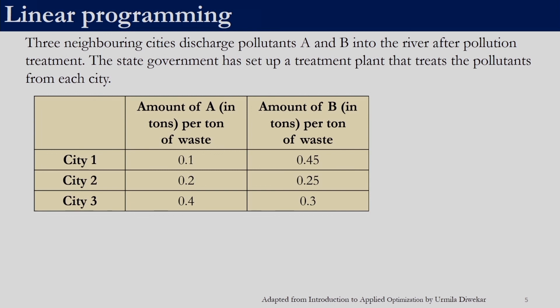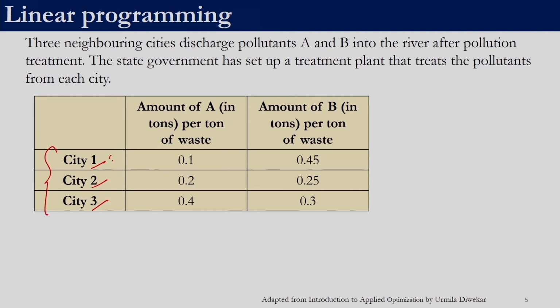Let us look into a linear programming problem. In this problem, there are 3 cities, city 1, city 2, city 3. There is a plant which is being set up. It is to be decided how much of the stream coming out from city 1, city 2 and city 3 is to be treated, such that a certain amount of pollutant is removed.